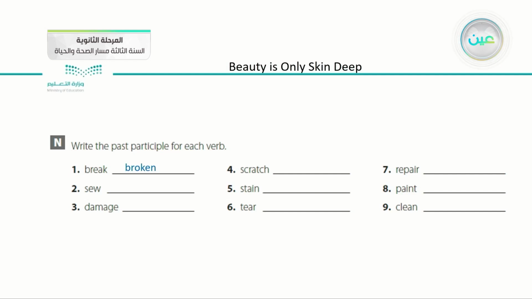Number 2, the word sew is sewn. Number 3, damage. It's not an irregular verb, so it is a regular verb, so it accepts adding the ed. The answer is damaged. Number 4 is scratched. Number 5, stained. Number 6, tear is irregular verb, so the answer is torn. Number 7, repair, becomes repaired because it's a regular verb. Number 8 and number 9, they both take the ed at the end.